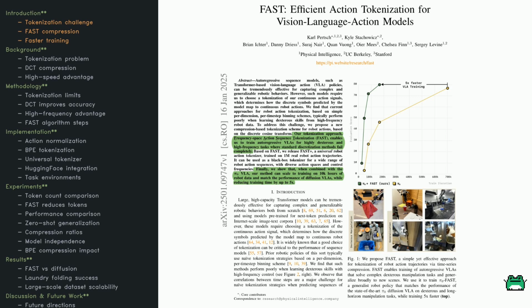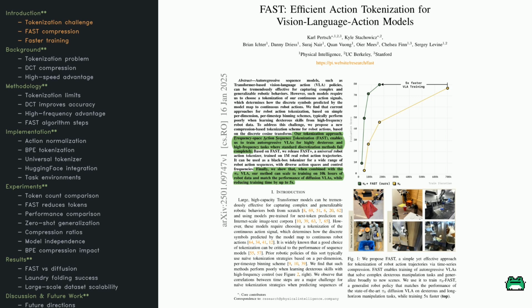How does it do this? By using the discrete cosine transform, or DCT. DCT, which is also used in JPEG image compression, takes continuous signals and breaks them down into components that capture slow and fast changes. This reduces redundancy in high-frequency data, helping the model learn faster and handle complex actions more effectively. Check out Figure 1 for a side-by-side comparison of FAST versus a standard tokenization approach.